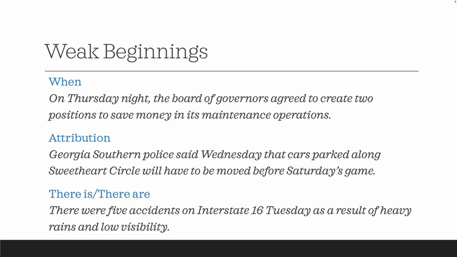Here's the one that actually a lot of people have a hard time with, because we do this automatically. We say there were 5 accidents on Interstate 16 Tuesday as a result of heavy rains and low visibility. But we don't need the "there were," right? We can say that 5 accidents occurred on Interstate 16 Tuesday, right? And then continue from there.